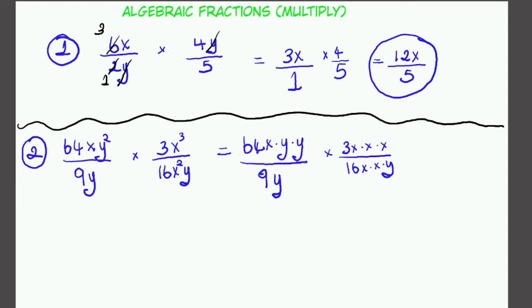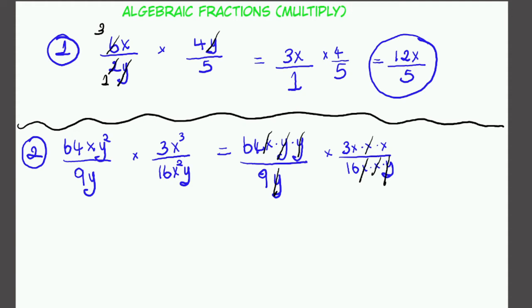So we can see all the different parts of the exponent. Let's go ahead and cancel the common factors here. So y here can cancel y here, and y here can cancel y here. This x can cancel this x, and this x can cancel this x.